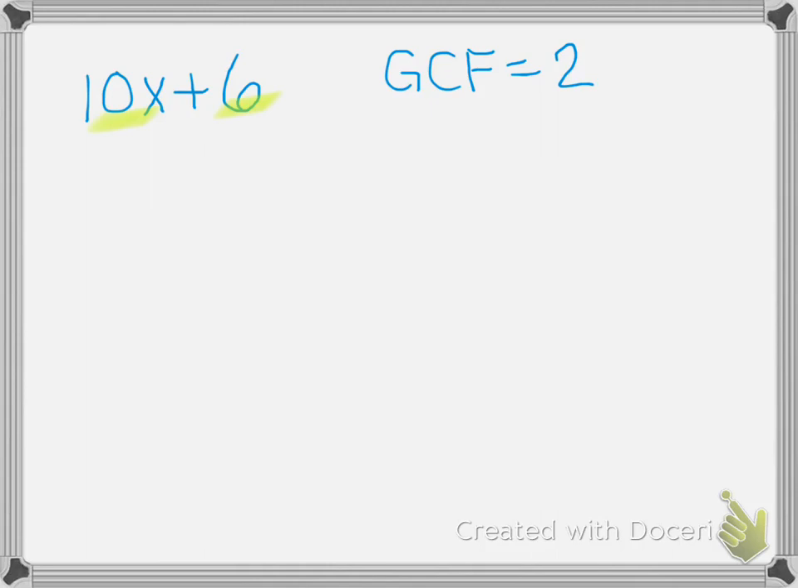So I'm going to put the GCF out front, and I'm going to divide each monomial by 2. So I don't usually write this part in there. I usually do this part in my head, but I'm going to write it in here. Some people just like to do that, write it down like that. So I divide it by 2. And 10x divided by 2 is 5x, and 6 divided by 2 is 3. So I get 2 times the quantity 5x plus 3.